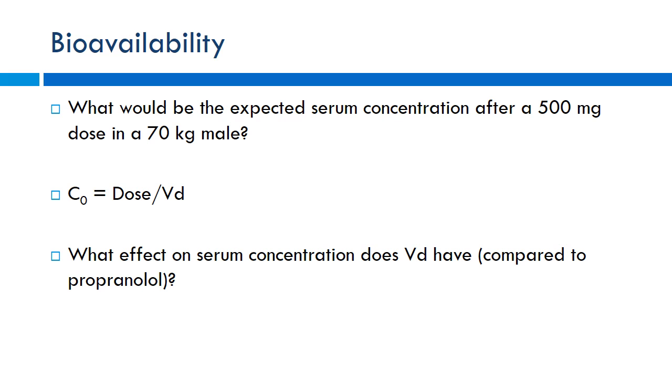We do 450 divided by 14. I think I put the answers down in the notes section. Okay, good. So what do we get? 32.14 milligrams per liter is what we'd expect to see as far as a serum concentration if you were to measure it after that dose.